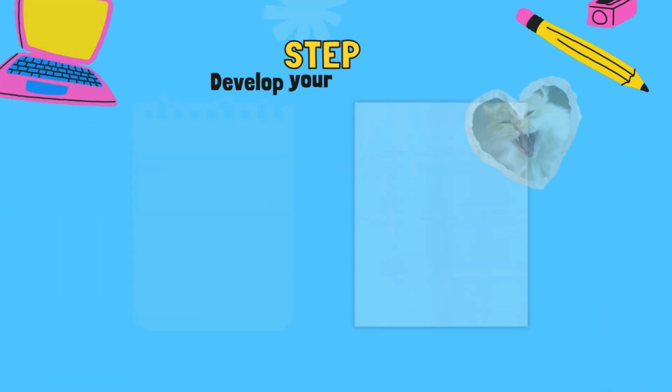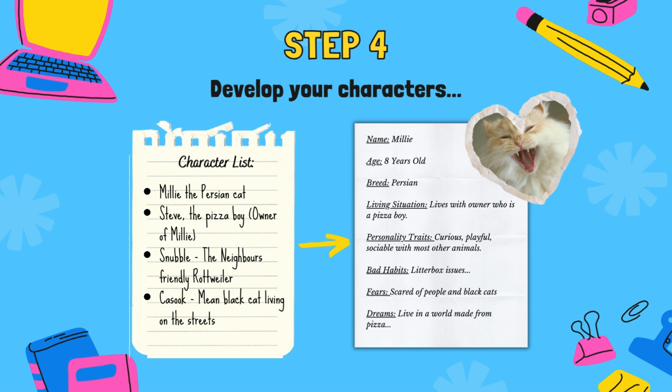Step 4. Develop your characters. Start by making a list of the main characters in your story. Then, for each main character, create a character profile sheet. A character profile sheet includes all the important information about the character, such as where they are from, how old they are, what their fears are, what their role in the story is, and so on. Here is an example character profile sheet for Millie the Persian cat.